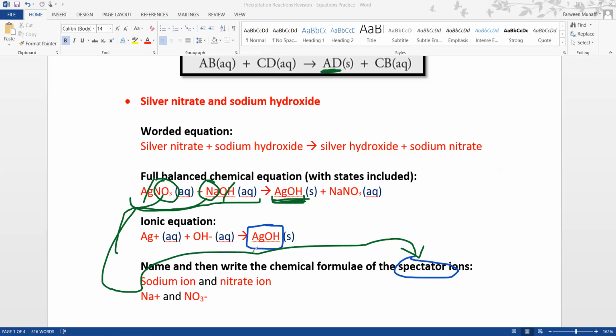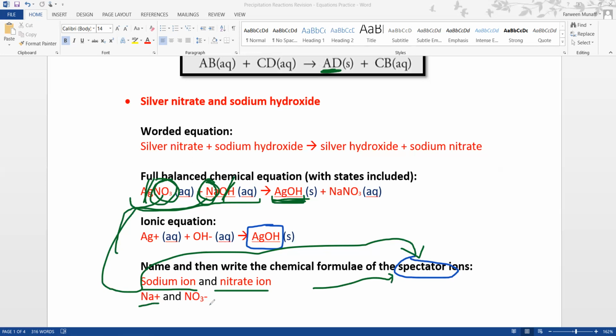In this case, it's silver hydroxide. So if we cross out silver, cross out hydroxide, we've only got Na, sodium, and NO3, which is nitrate. And that's why we write sodium ion and nitrate ion are our spectator ions. They just sit back and observe. They're not involved in the formation of the precipitate.